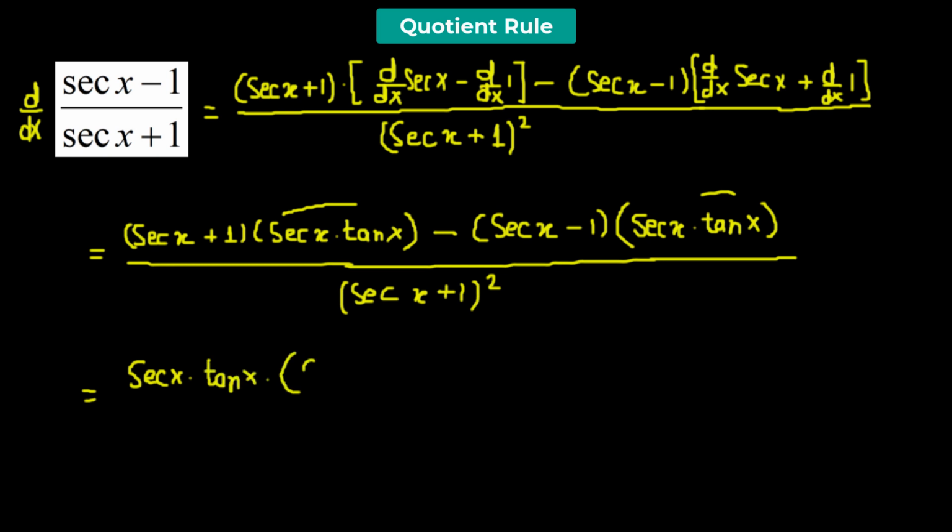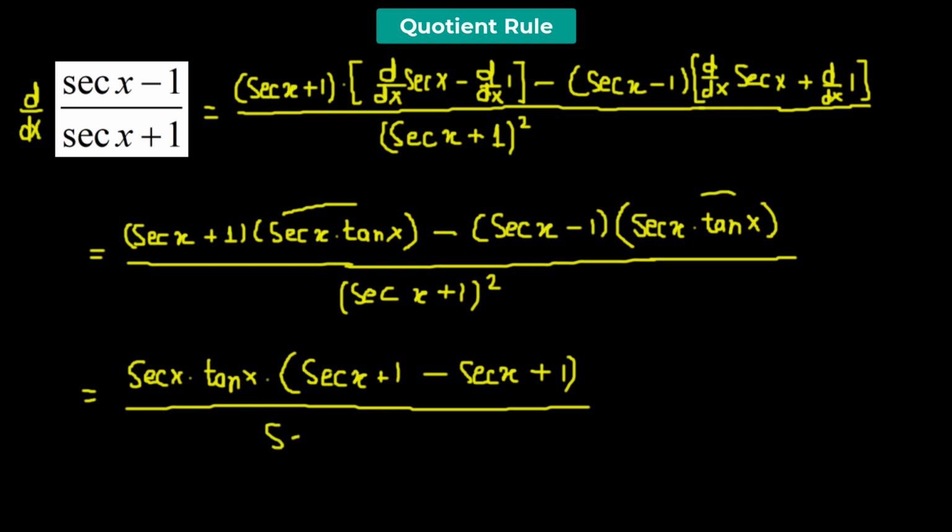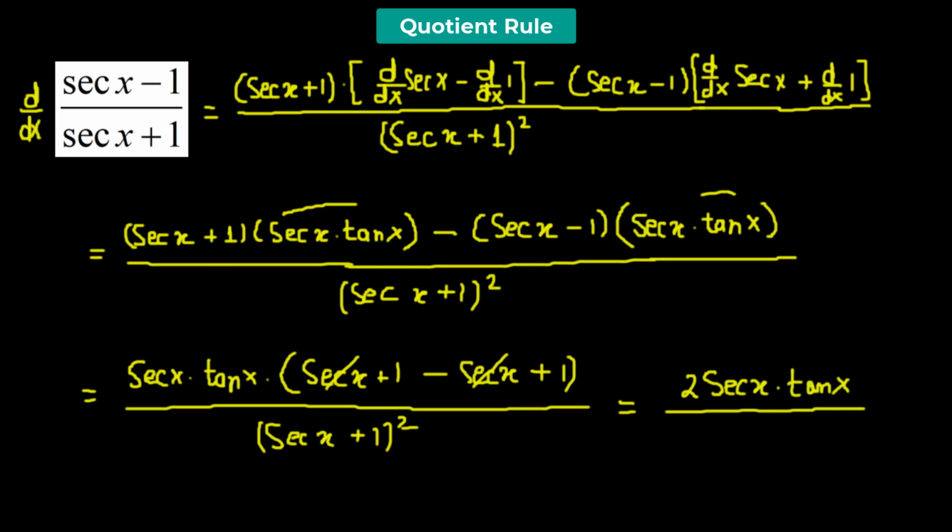This is the common factor, so we'll be left with secant of x plus 1 minus secant of x minus 1, so that will become negative secant of x positive 1 divided by secant of x plus 1 whole squared. The secant of x gets cancelled and 1 plus 1 will be 2, so we'll be left with 2 times secant of x times tangent of x divided by secant of x plus 1 whole square. So this is the derivative of the given function with respect to x.